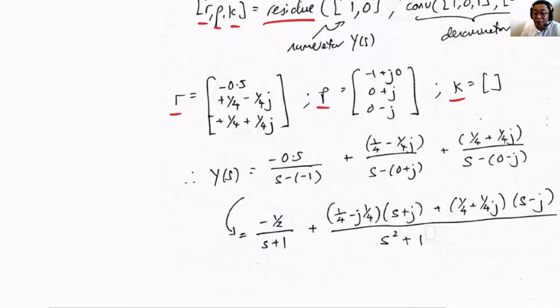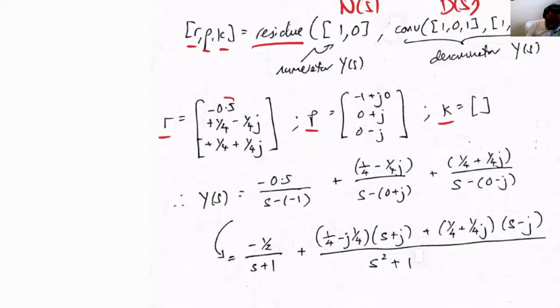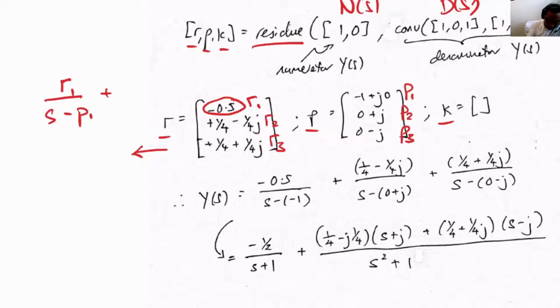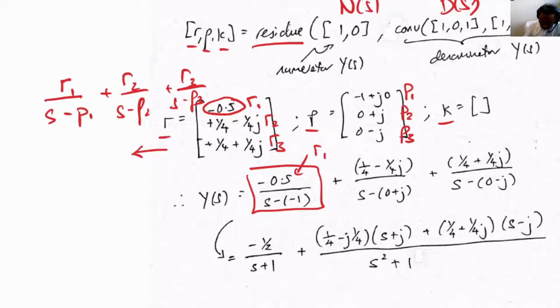Let's try to remember what rpk is in MATLAB. rpk will give the coefficients. This is called r1, this is called r2, this is called r3. This is p1, this is p2, this is p3. To use rpk, it is simply r1 divided by s minus p1 plus r2 over s minus p2 plus r3 over s minus p3. So this is r1 over s minus p1, this is r2 over s minus p2, and this is r3 over s minus p3.